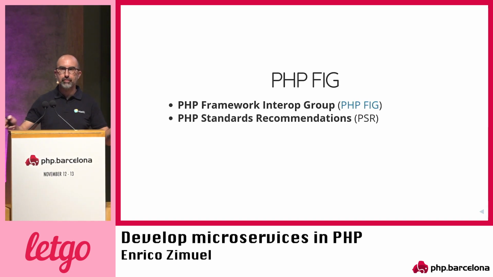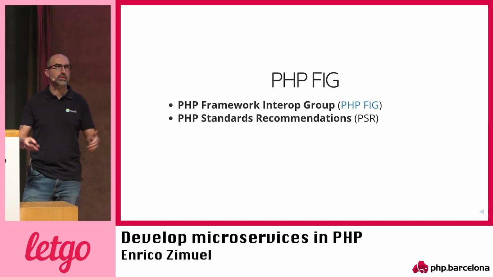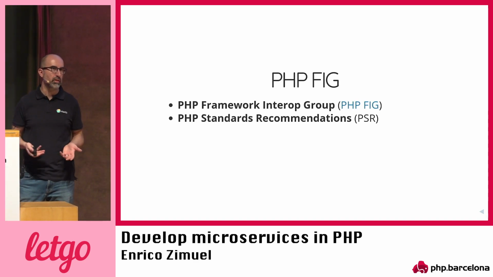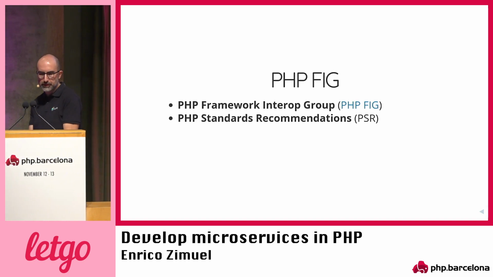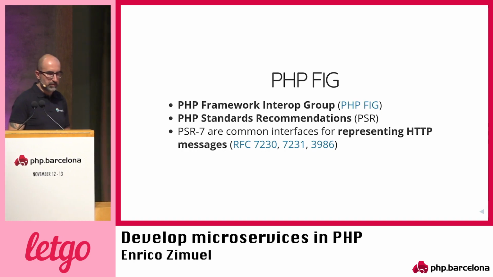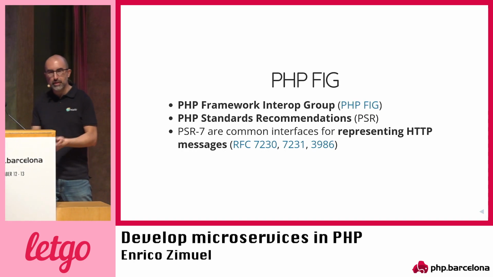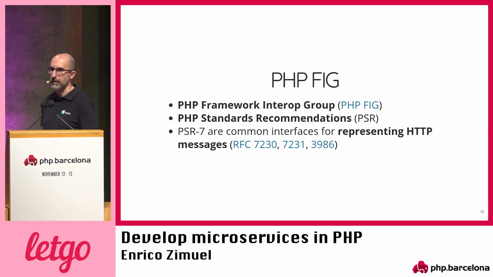Basically, it's a group of people, mainly framework and library maintainers, who decided to get together to share some ideas, and they propose some interfaces, in an object-oriented way. They propose PSRs, standard recommendations. One of the most important, in my opinion, is PSR-7, which is basically a common interface for representing HTTP messages.